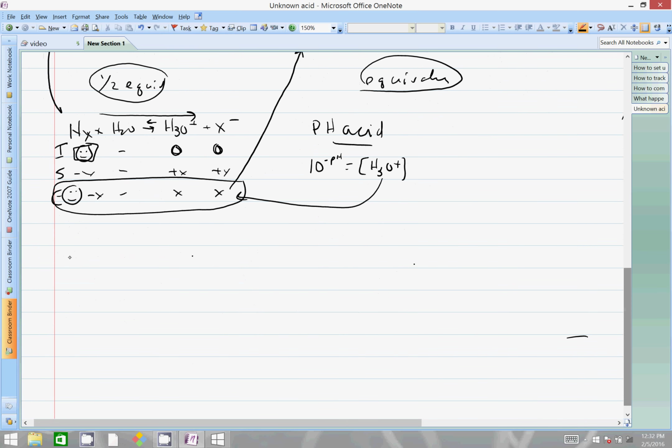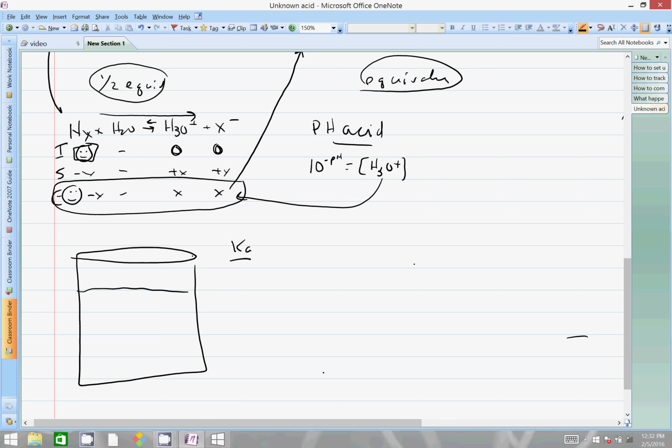At any point in time, let's say I take 5 milliliters in. So let's say, what's the Ka? Now the Ka does not change. K is constant for a given temperature. But I'm going to use the data at 5 milliliters to give me what I want.